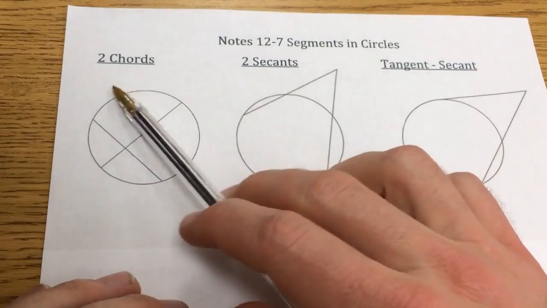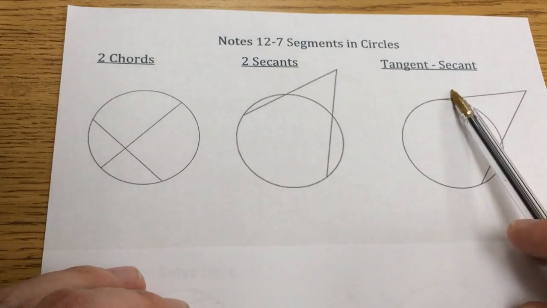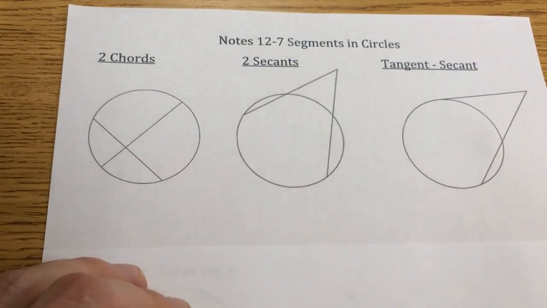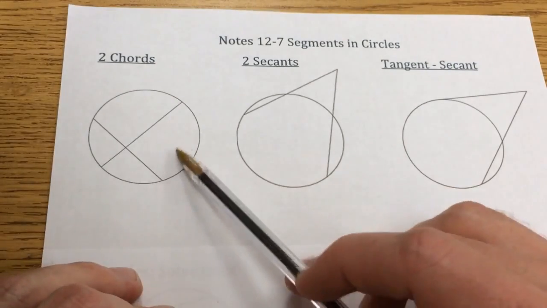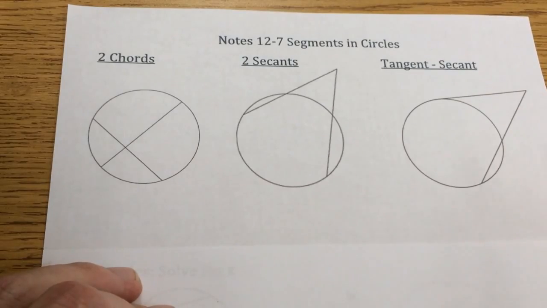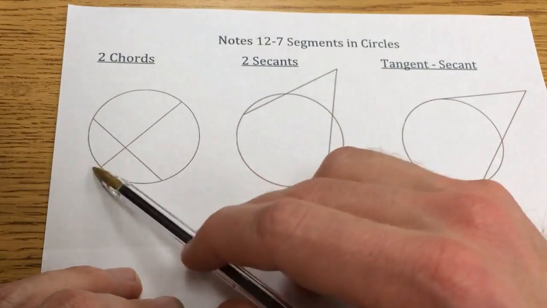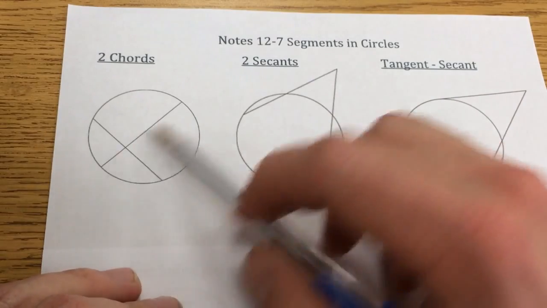Okay, the first relationship is two chords. The second relationship is two secants, and the final relationship is with a tangent and a secant together. As you can see, in this circle I have two chords, I have two secants together, and I have a tangent and a secant here. All right? Now, the relationship is, for both of these chords, they're not congruent to each other, okay?